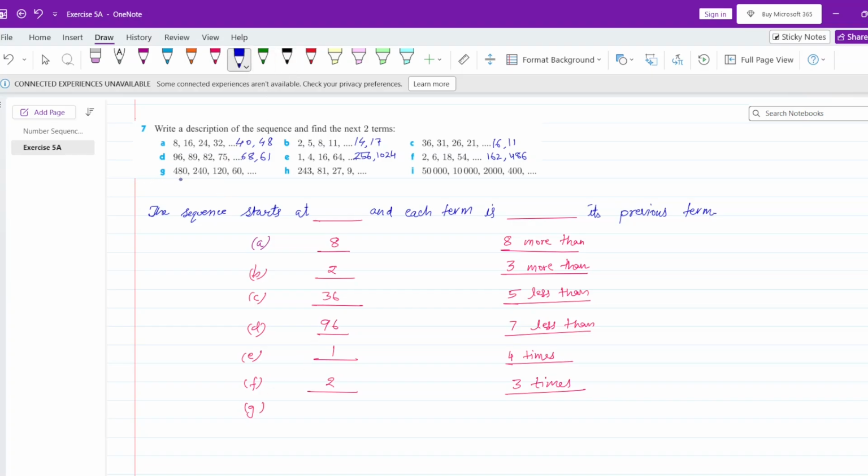G. 480 divided by 2 is 240, divided by 2 is 120, divided by 2 is 60, divided by 2 is 30, divided by 2 is 15. So we can say the sequence starts at 480 and each term is 1 by 2 times its previous term, or we can say half of its previous term.